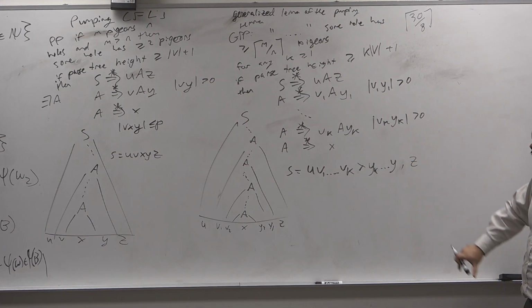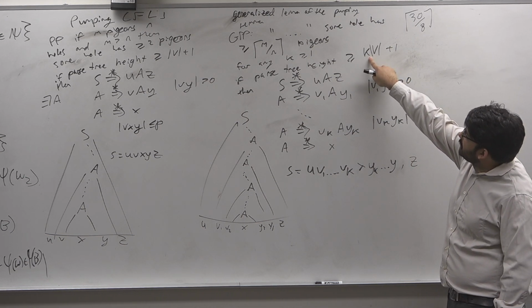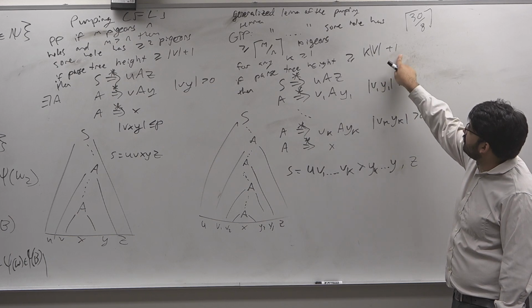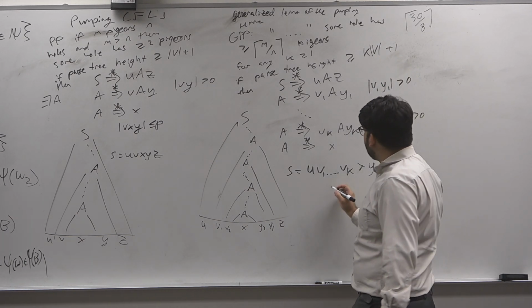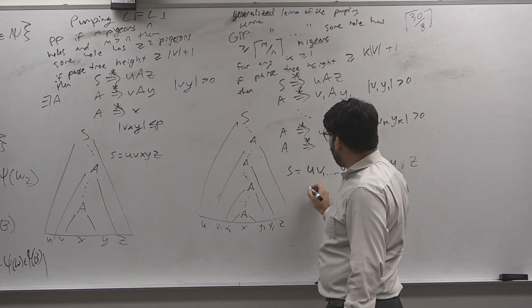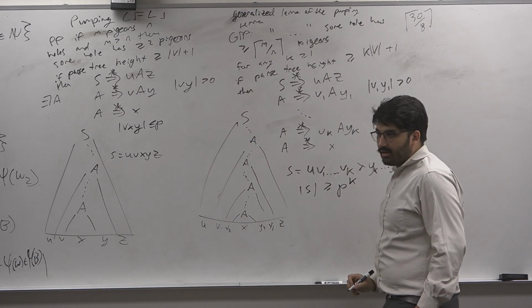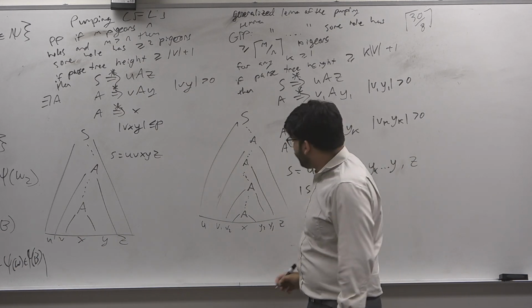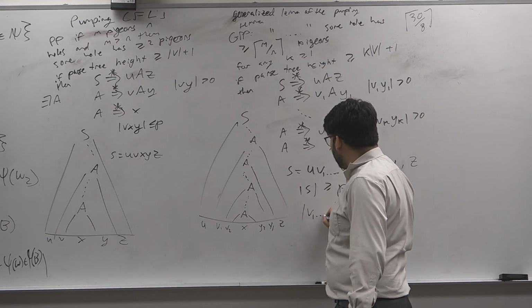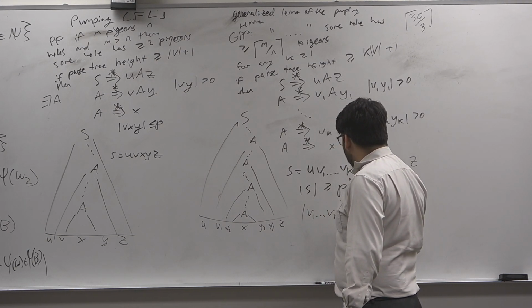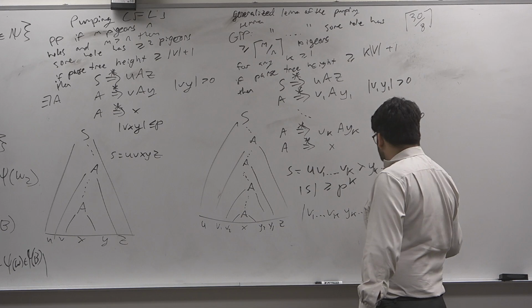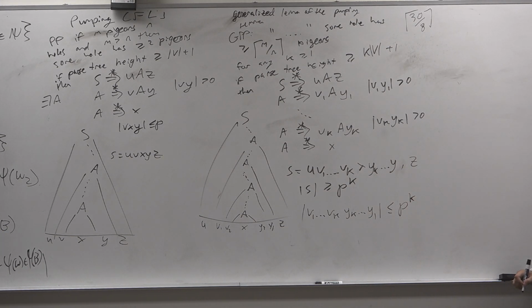Now, since the parse tree must have height at most kv plus 1, we'll say that this holds when the length of s is greater than or equal to p to the k, and the similar condition of vxy being less than or equal to p becomes: v1 to vk, yk to y1 must be less than or equal to p to the k, for some fixed k, for any k in fact. This is the generalized lemma of the pumping lemma, right?